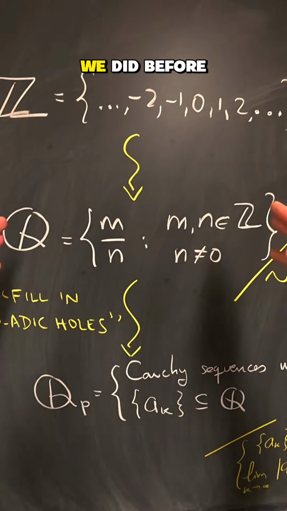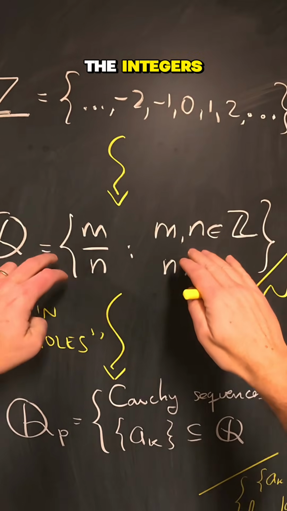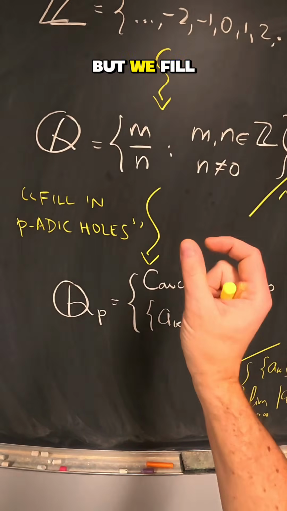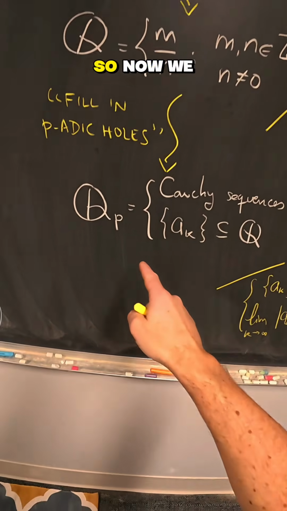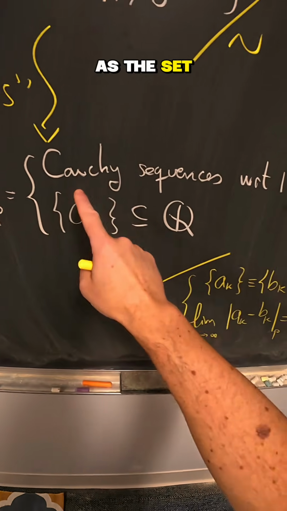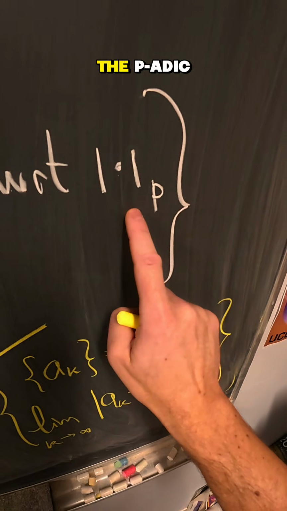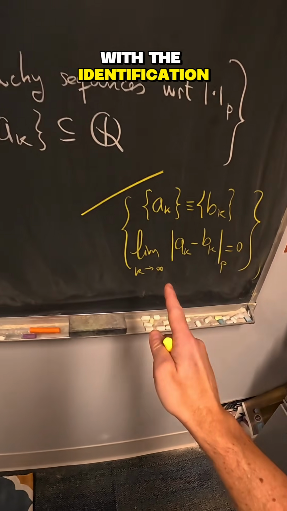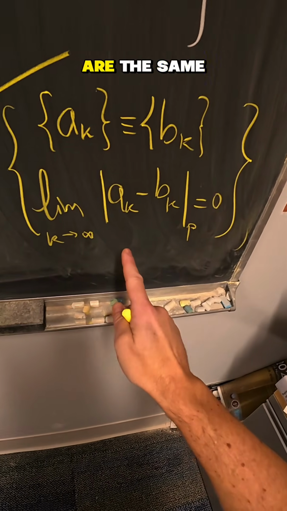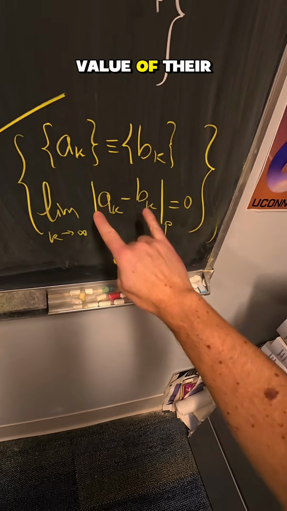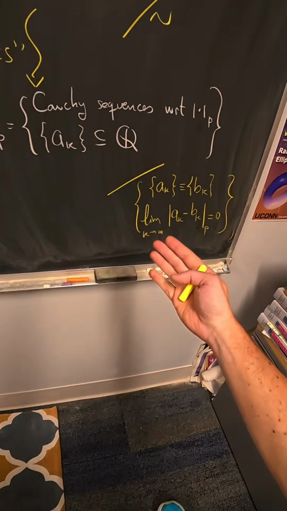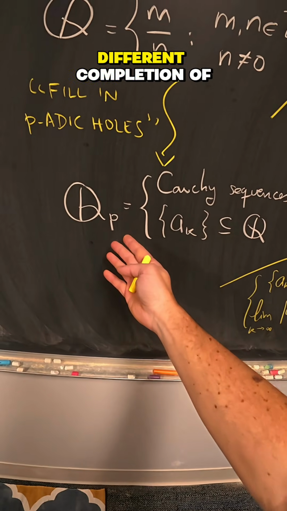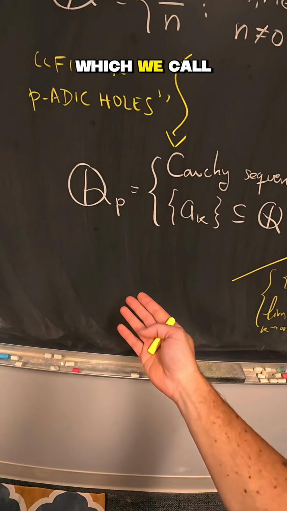So now we can do what we did before. We start from the integers, we construct the rational numbers, and then we fill in holes in the rational numbers, but we fill in p-adic holes. So now we define the p-adics as the set of Cauchy sequences of numbers in Q with respect to the p-adic absolute value, with the identification that two Cauchy sequences are the same if the p-adic value of their difference goes to 0. And then this will be an analog of the real numbers, which is a different completion of the rational numbers, which we call Q_p.